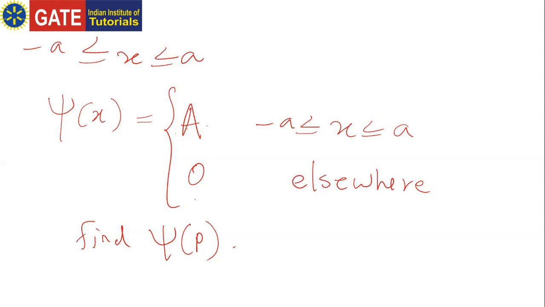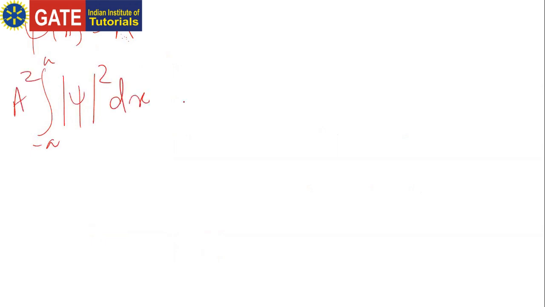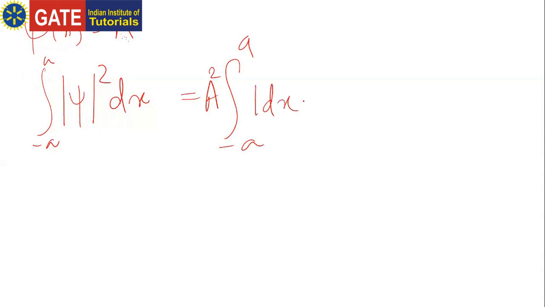What is the value of normalization constant A? Psi of x is equal to A. Now we are going to find the A value. Integral from minus a to plus a of magnitude psi square dx. Psi square value is A square. Integral from minus a to a of A square times 1 dx.